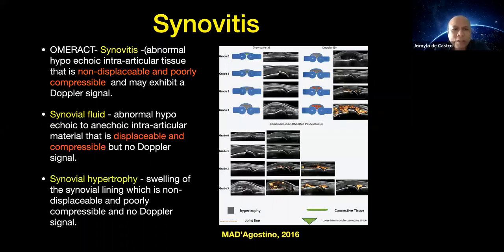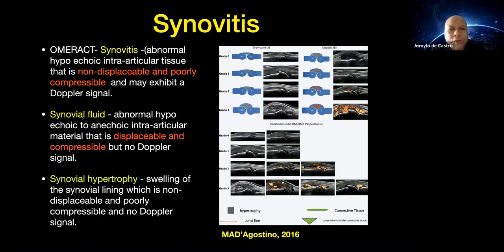So what is synovitis? Usually it's a non-displaceable and poorly compressible characterization in the ultrasound. So when we put the probe, for example, and then we see some echogenicity, usually it's hypoechoic, I should say. So the tissue, even if we apply the probe and try to put pressure on it, it could not be displaced. But if you put a power Doppler, then you can see some vascularization, characterization that we see in the joint. So that is a characterization of how a synovitis really looks like.